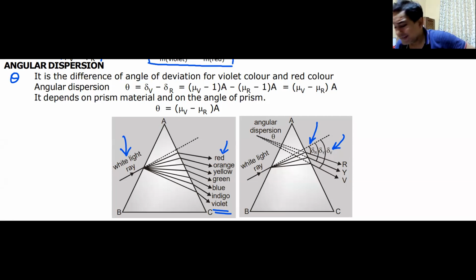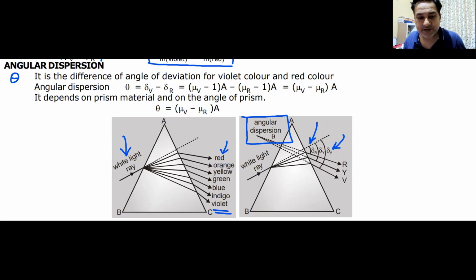It is a dimensionless quantity. It has a unit, and the unit is radians because it is in terms of angle. Angular dispersion, that is why the name angular dispersion. Can you tell me what is angular dispersion? You can see it in the diagram over here. What is angular dispersion? Theta. The diagram is also showing you the angular dispersion.